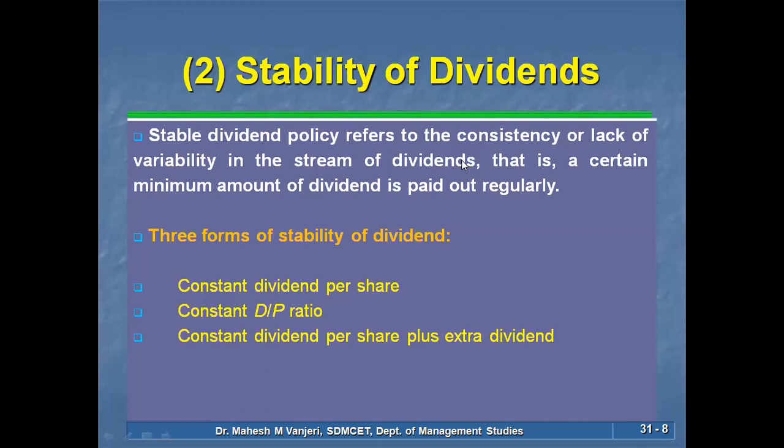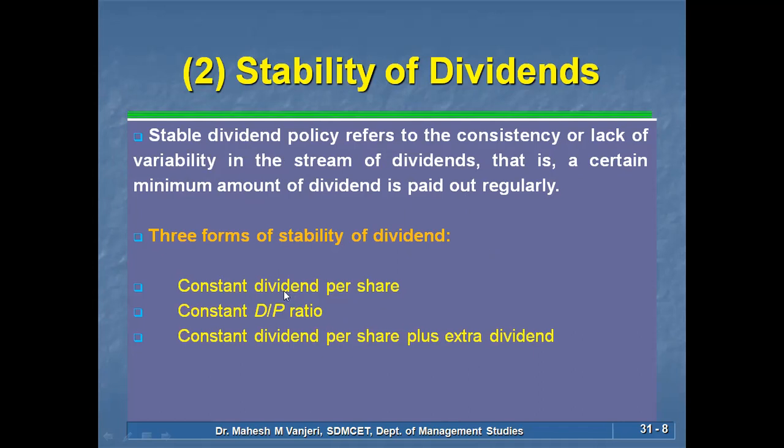Please remember, investors are interested to purchase equity shares of that company whose dividend policy is stable over a period of time. Definitely, you don't want to purchase equity shares of a company which has paid a dividend in some years high, in some years low, and in some years no dividend, which lacks stability. So stable dividend policy refers to the consistency or lack of variability in the stream of dividends. That is, a certain minimum amount of dividend is paid out regularly without fail. There are three forms of stability of dividend which we can learn here.